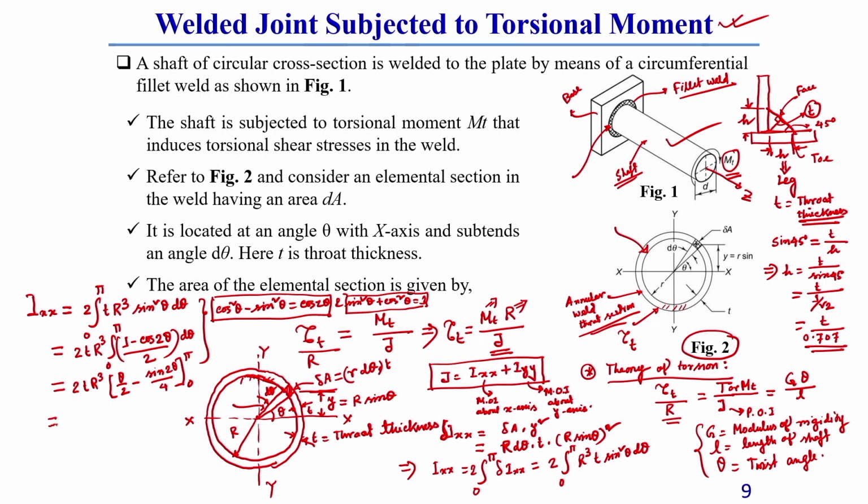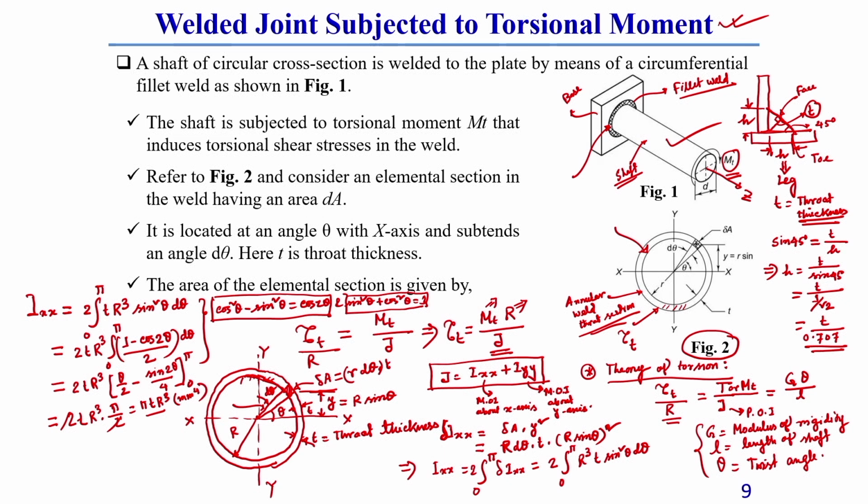So, this will give you a value of 2 t r cube into pi by 2, because sin 2 theta from 0 to pi will be 0. That is why only pi by 2 will be there. So, this is actually pi t r cube, and its unit is millimeter to the power 4. This you should keep in mind.